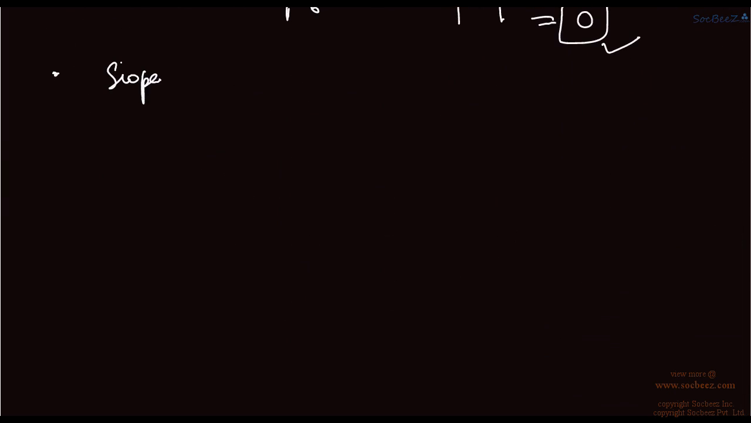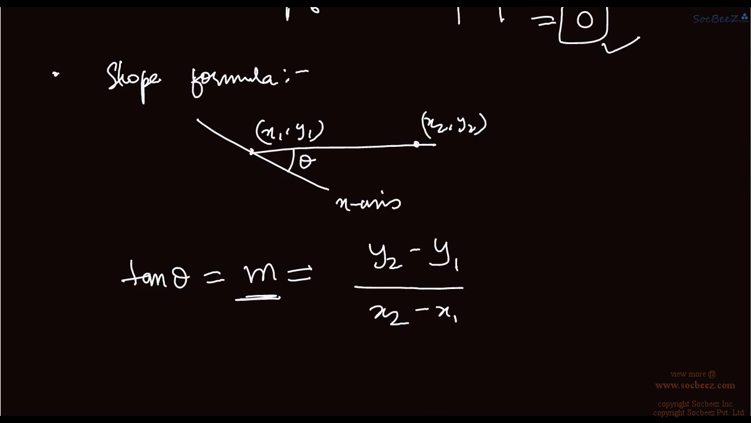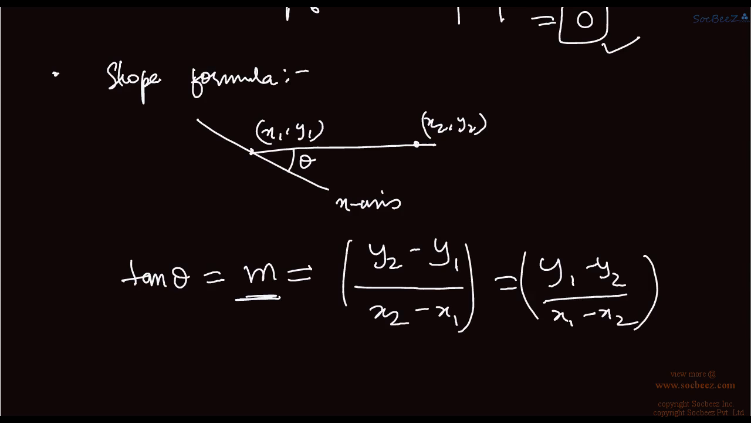Slope formula. Slope between 2 points, of course. Let's say you have 2 points, x1 comma y1 and x2 comma y2, and you have to define the slope, that is this theta, and this is our x-axis. So tan theta is equal to m. This is the slope, given by tan theta, of the line joining the 2 points x1 y1 and x2 y2. This m is given by y2 minus y1 upon x2 minus x1, or y1 minus y2 upon x1 minus x2. Anything can be easily done.